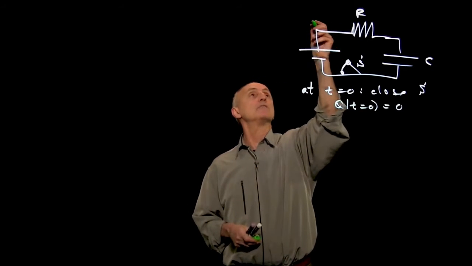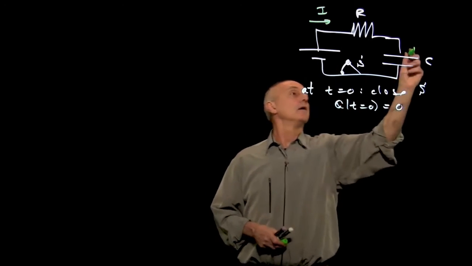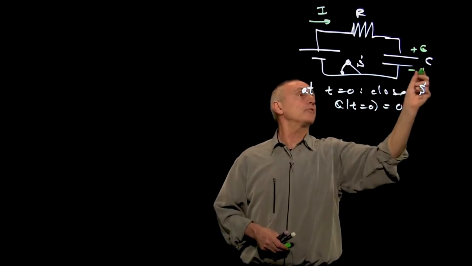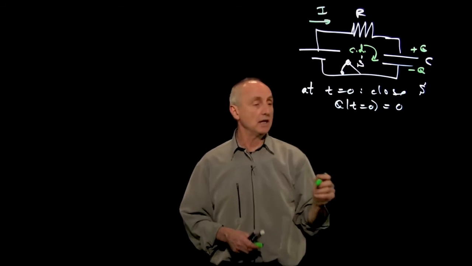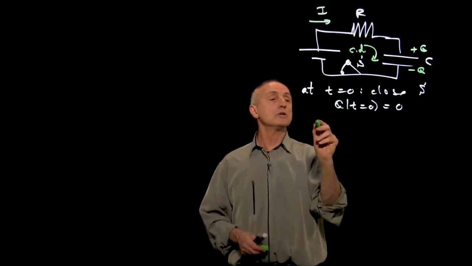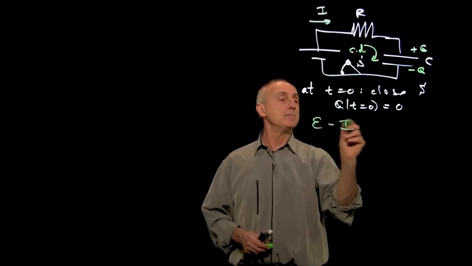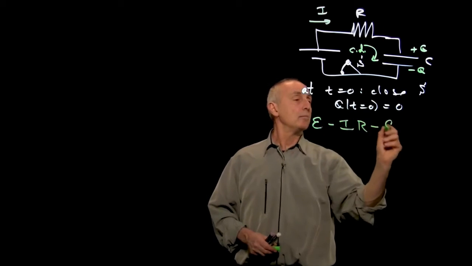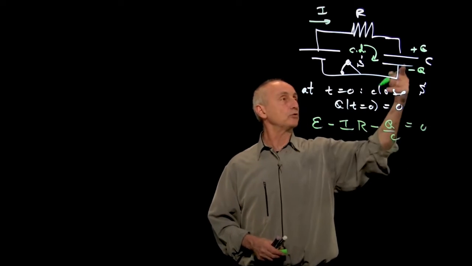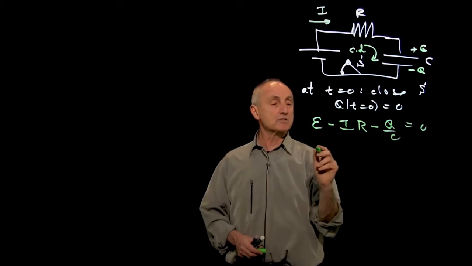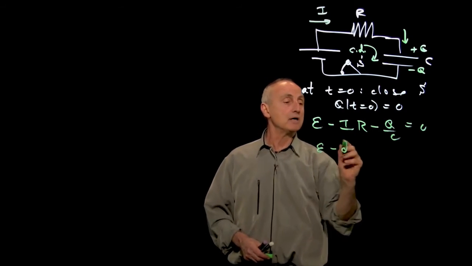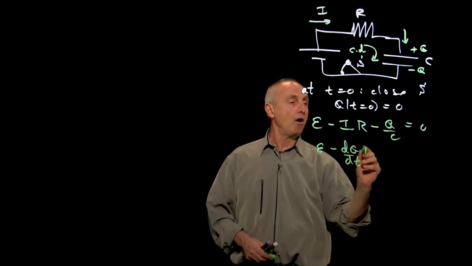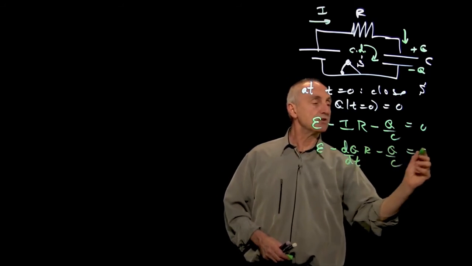Well, remember, we have these conventions. We have I. We're just calling this our positive plate. This is a negative plate. This is a circulation direction. And so our equation, as before, was E minus IR minus Q over C is 0. That's the voltage drop across the capacitor. The current is charging, so we have E minus dQ/dt times R minus Q over C is 0.